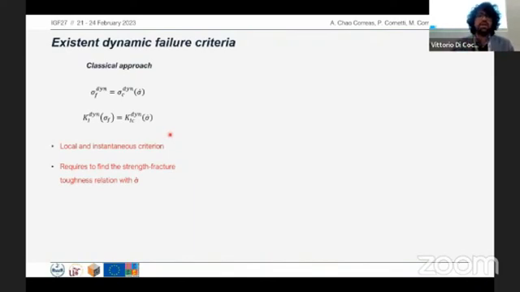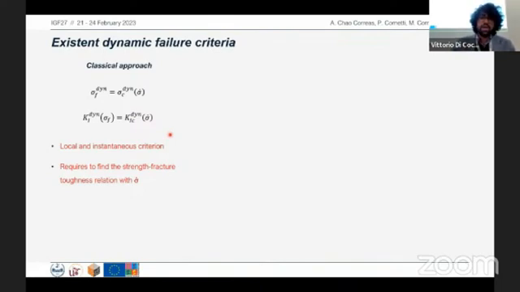The easiest one is the classical approach, in which you take the maximum crack opening stress component, or the stress intensity factor, and you compare it against a function that depends on the loading rate. But this presents some problems. It's very easy, but that is where the problems arise, because it's a local instantaneous criterion. So for example, it cannot capture the size effect of non-singular geometries, and also you are required to impose a user-imposed function relating either the strength or the fracture toughness with the loading rate.